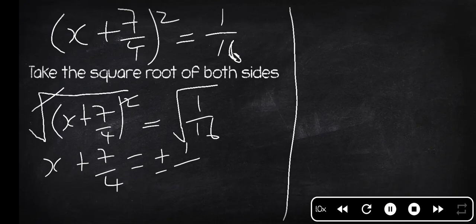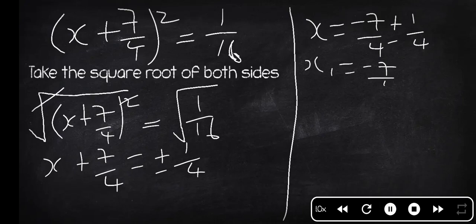The square root of 1 over 16 is 1 over 4, but it's going to be plus or minus. The square root of 4 is not just 2; the square root of 4 is plus or minus 2. And the square root of 1 over 16 is plus or minus 1 over 4. So the next thing you do, shift the plus 7 over 4 to the other side. It turns to minus 7 over 4. So you now have minus 7 over 4 plus or minus 1 over 4.